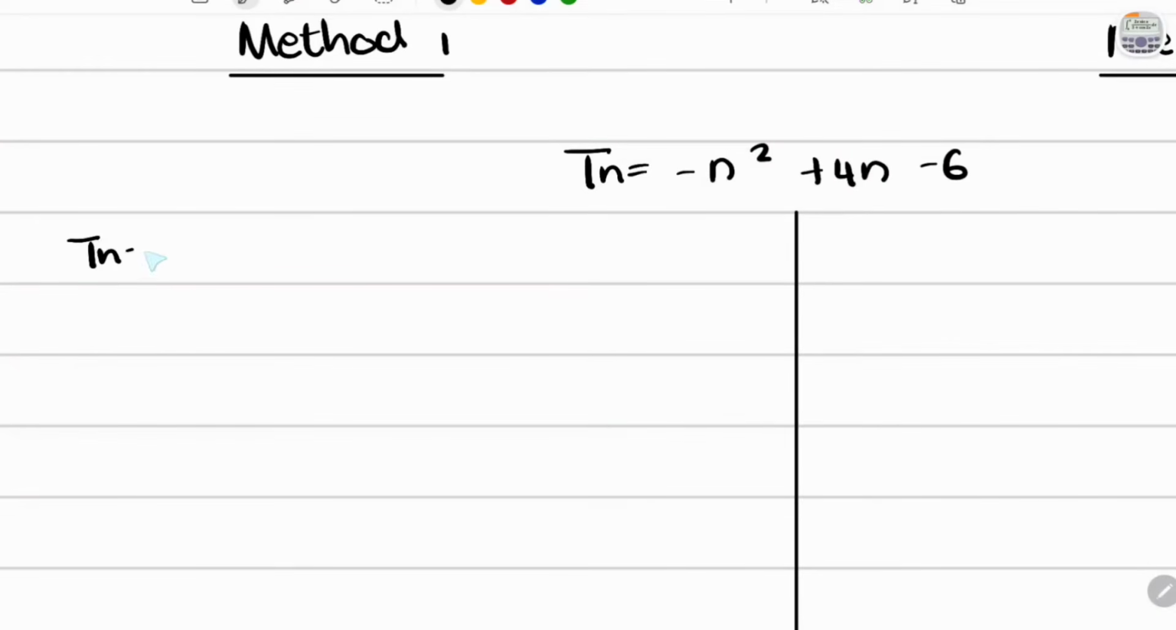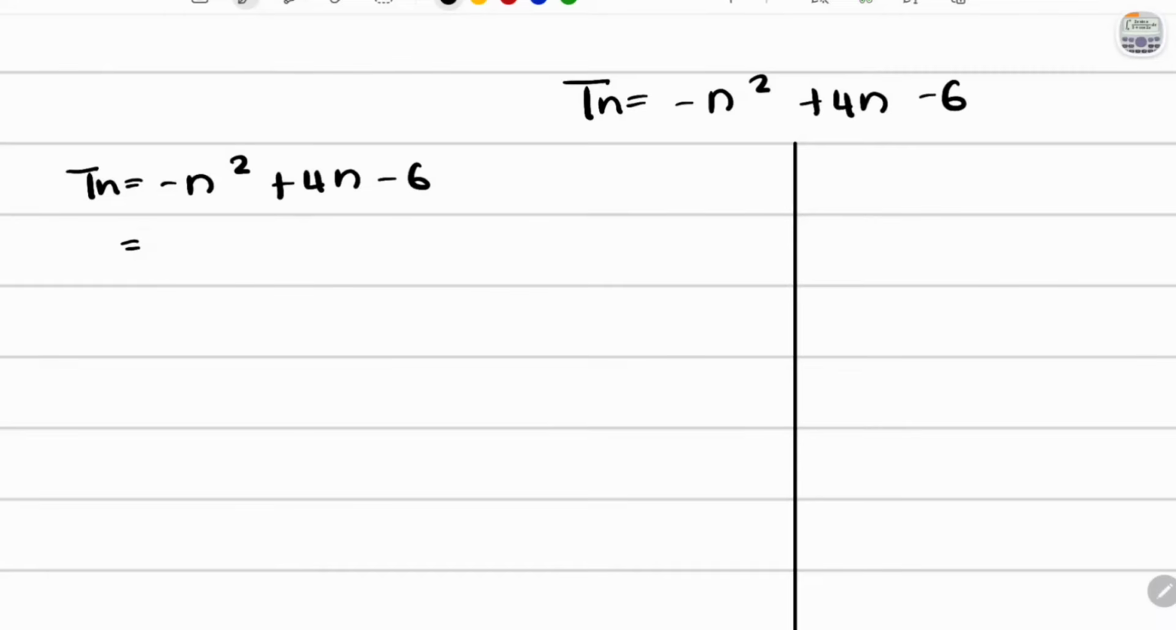So we take Tn is equal to negative n squared plus 4n minus 6. The first thing we're going to do here is put it in turning point format. Turning point format is very helpful because it helps you to figure out exactly what the nature of the terms would be. So we're completing the square.